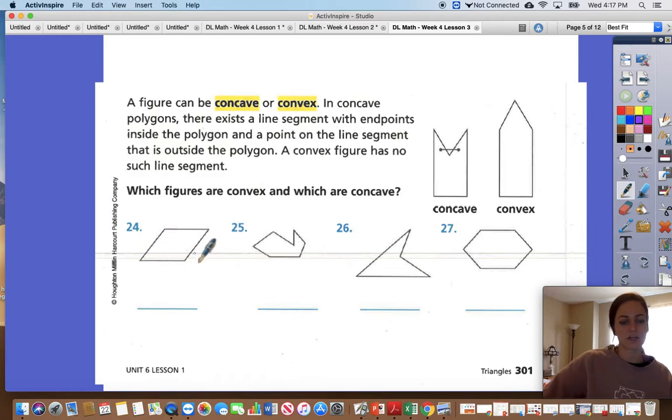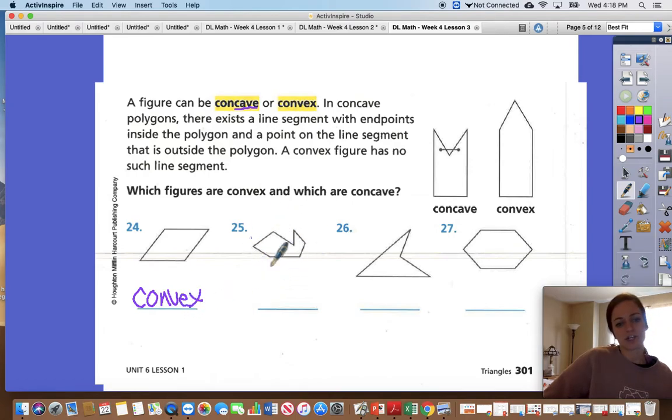Let's look at the first one. Do any of the lines go in on each other? No. So this one is convex. And the way I remember is concave, think of a cave. It goes in, right? So with this one, convex.